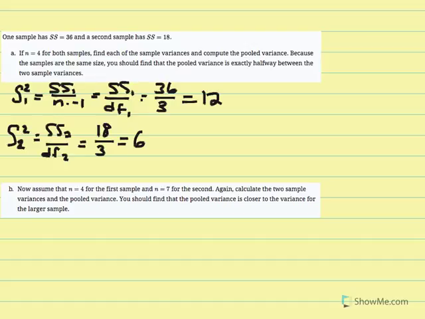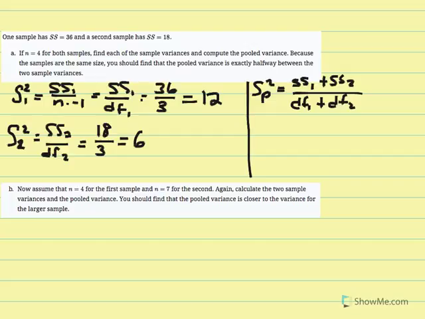Then we're asked to calculate what the pooled variance is. So let's do that over here. Pooled variance is equal to SS1 plus SS2 over degrees of freedom for our first distribution added to degrees of freedom for our second distribution. So we're just going to replace variables. The pooled variance is equal to 36 plus 18 over 3 plus 3. And if we do that calculation in our calculators, 36 plus 18 divided by 6. So it's 54 divided by 6, and we get 9.